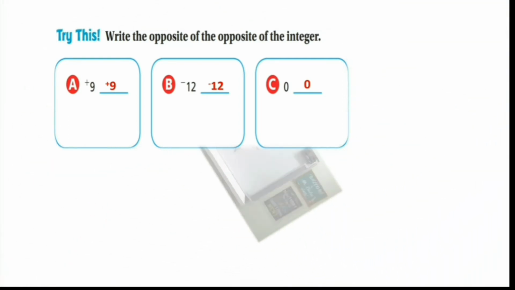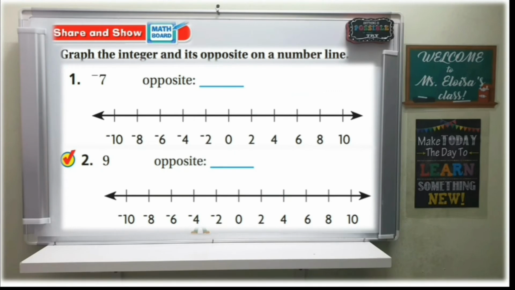Graph the integer and its opposite on a number line. We have number 1, negative 7. So negative 7 is to the left of 0. You can find it between negative 6 and negative 8. And the opposite of negative 7 is positive 7. You can find it to the right of 0 between 6 and 8. Number 2, 9. So 9 is to the right of 0 between 8 and 10. And its opposite is negative 9, that is to the left of 0 between negative 8 and negative 10.